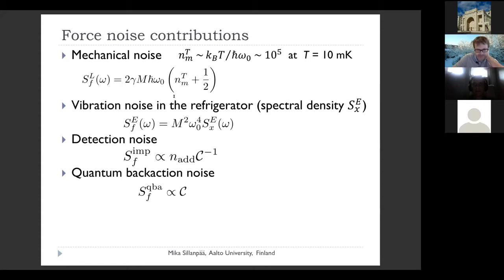But what is relevant actually is this one. If you have a pulse tube dilution fridge, it vibrates like mad with this vibration spectral density, S_x^E. E is for external, and it's proportional to the fourth power of the frequency, which seems to favor low frequencies. Unfortunately, this vibration spectral density also grows very dramatically at low frequencies. So it turns out that this becomes the bigger problem the lower the frequency you have.